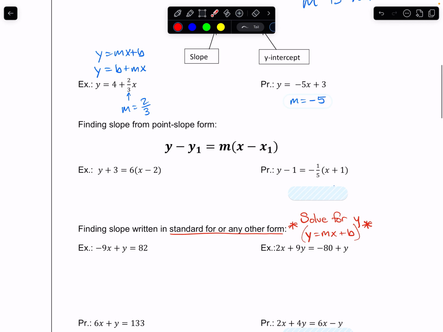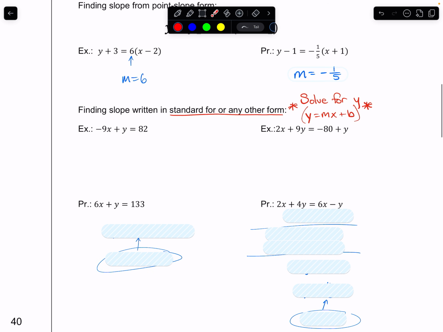All right. Another form that we've learned is point-slope form. That's this equation here: y minus y1 equals m times the quantity x minus x1. Again, that m, that slope, is attached to the parentheses with x in it. So in our first example for point-slope form, we see that m value there next to the x. Our slope is going to be 6. Go ahead and try the practice problem for this one, then come back and check your work. Our slope is next to the x. It is -1/5.